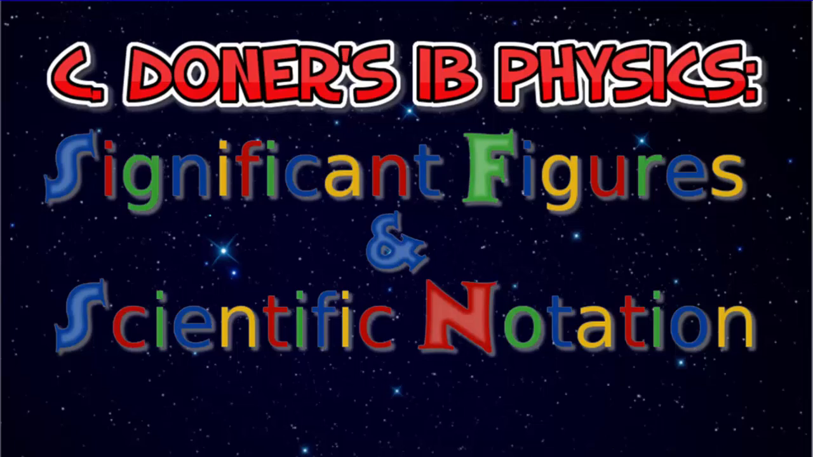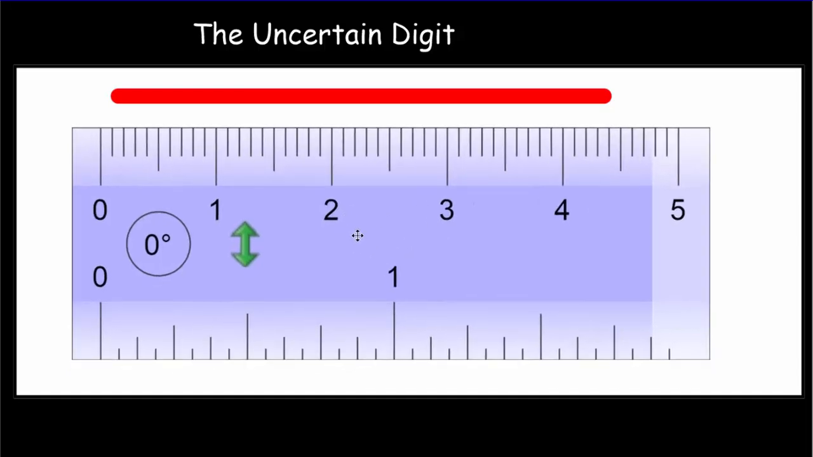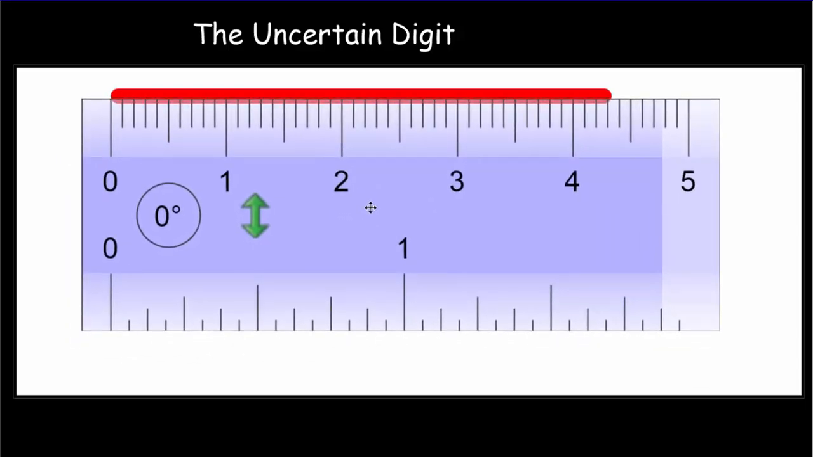Today we're going to take a look at uncertain digits, significant figures, and scientific notation. Whenever I make a measurement, I rate that measurement to a certain number of digits, and we say that that number of digits is the number of significant digits. The last digit that we write, I like to call that the uncertain digit.